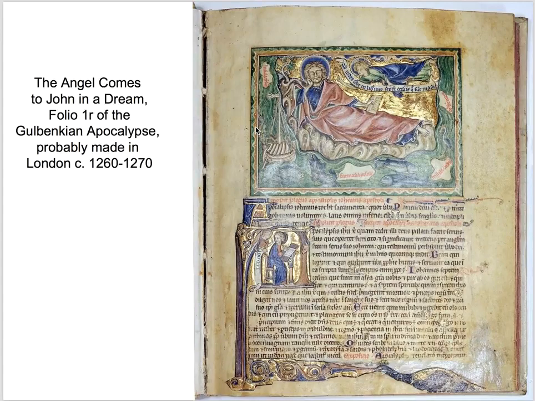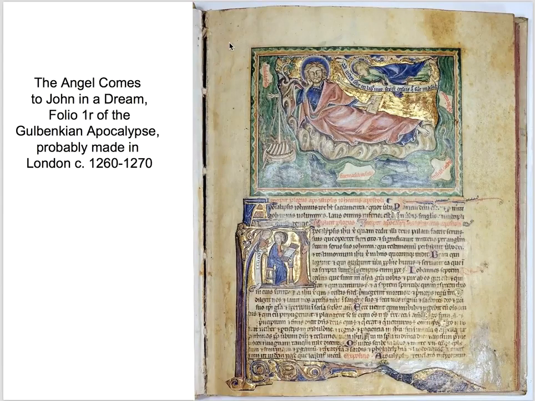Right now we're looking at a manuscript that we're calling the Gulbenkian Apocalypse. It's in the Gulbenkian Museum in Lisbon, in Portugal, and it was probably made in London during the 1260s. So this is the first page of the manuscript, which again is just a book. It's written on vellum or parchment, which is animal skin that has been cleaned off, scraped, and dried under tension. And then instead of being made into leather by tanning, it is made into parchment by chalking it, so it's more white and more of a nice surface.